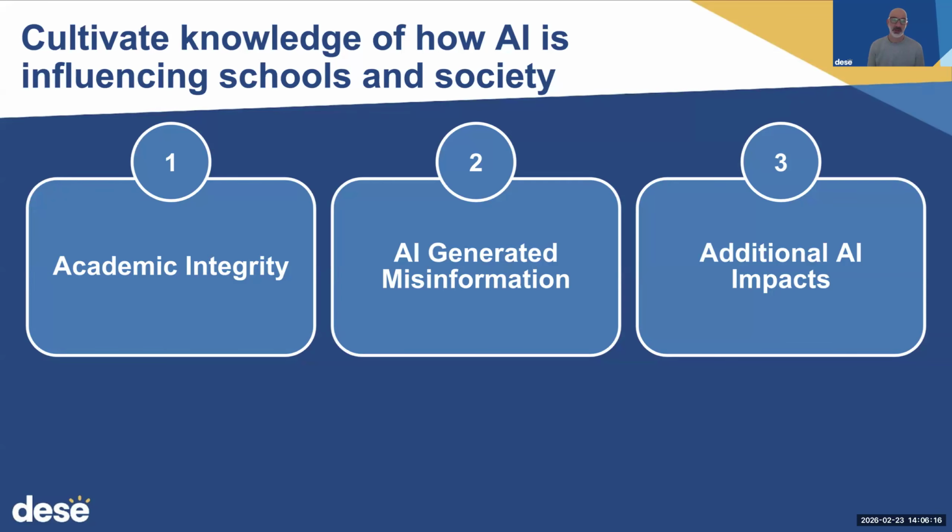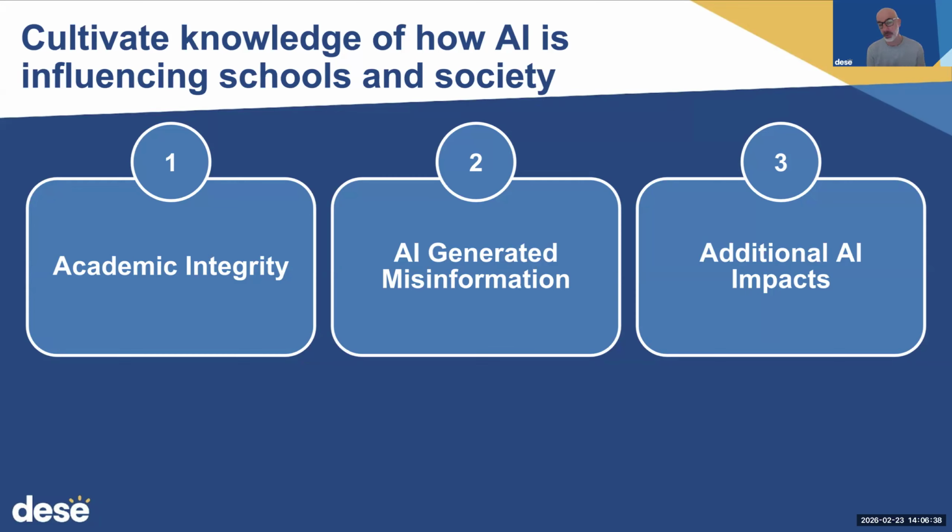Now, let's begin by cultivating knowledge of how AI is influencing schools and society. There's really three big buckets that we've identified. One is this concept around academic integrity. So it's reasonable to understand how to use the tools and how to manipulate them and prompt them effectively. But this then poses other questions around the integrity of the work that students are engaged with.